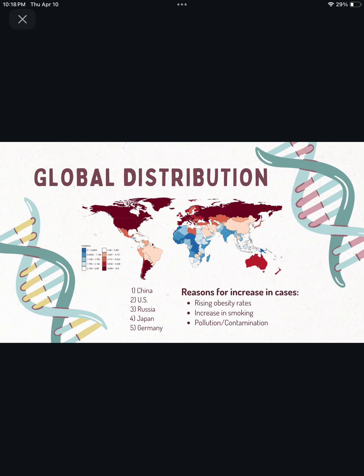Now, for the global distribution on this map, you can see the top 5 countries with the most recorded cases of kidney cancer as of 2022: number 1, China, number 2, the United States, number 3, Russia, number 4, Japan, and number 5, Germany.